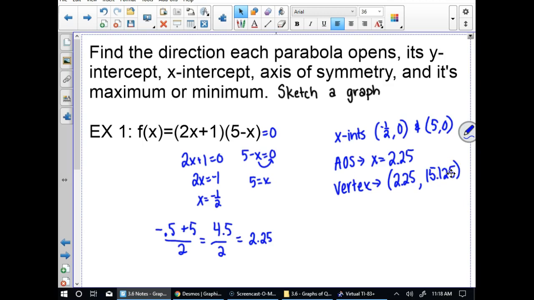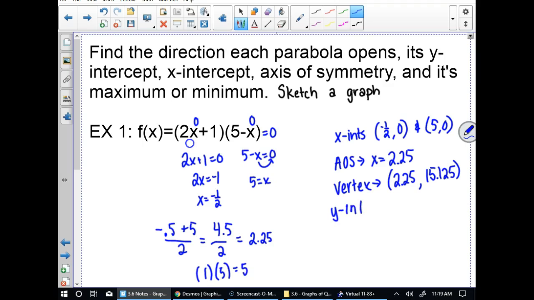Normally, our y-intercept and our direction of opening is pretty easy, but for this one, since it's not multiplied out, it's a little tougher, but not too bad. We can either multiply this out, or we could just plug in 0 for our x. If we plug in 0 for our x, we will get 1 times 5. So we get 5. So our y-intercept is 0, 5.